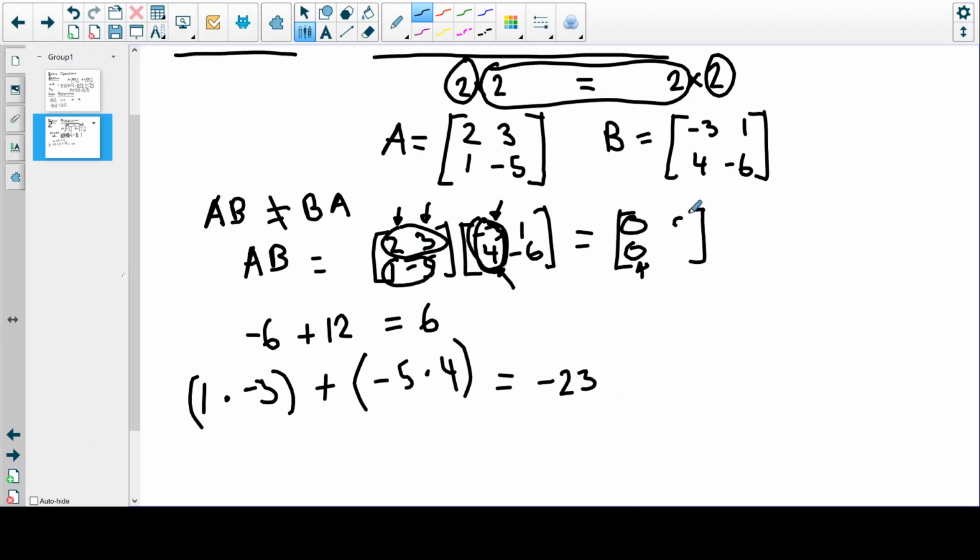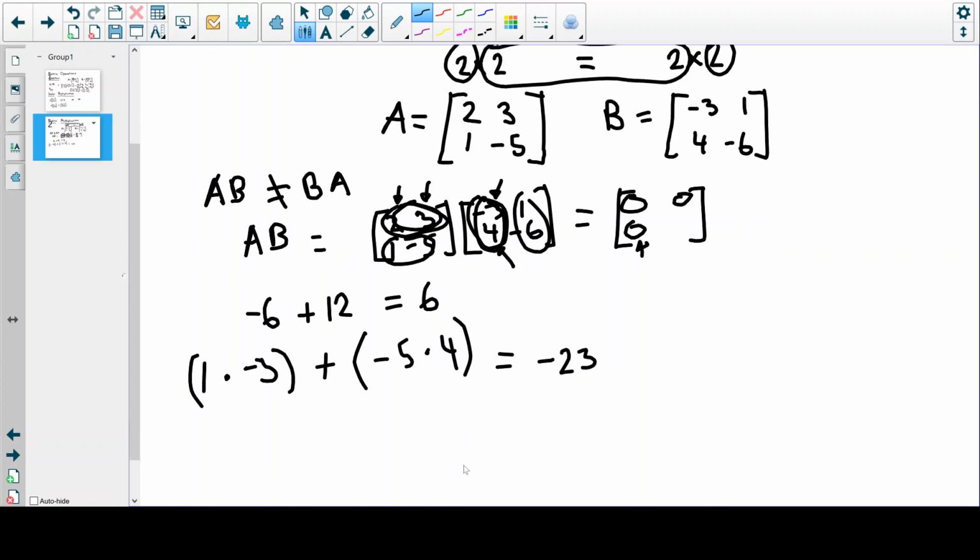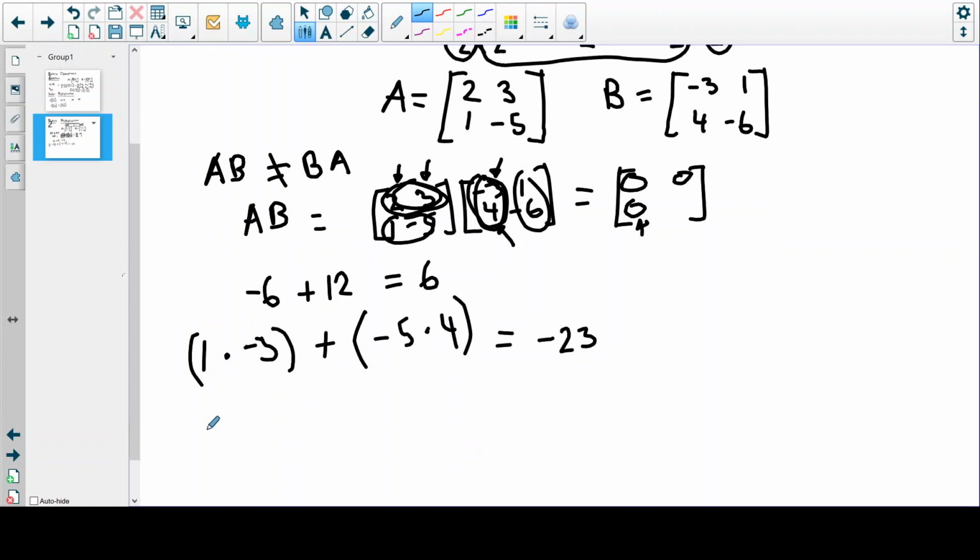So then to find this element, we're going to take the top row again, multiply it by this farther column. So let's do that down here. So it's going to be 2 times 1 plus 3 times -6. And that's going to equal 2 plus -18, which is equal to -16.